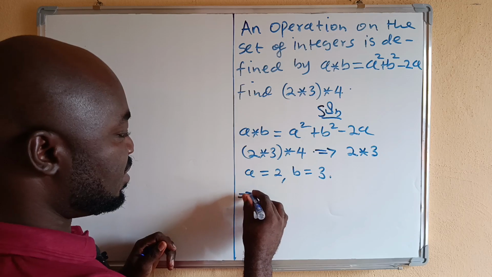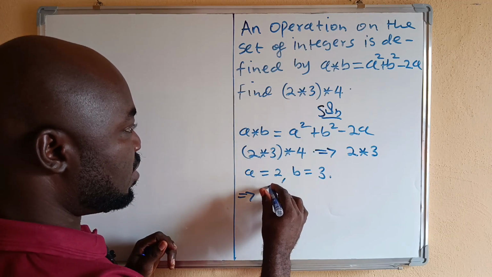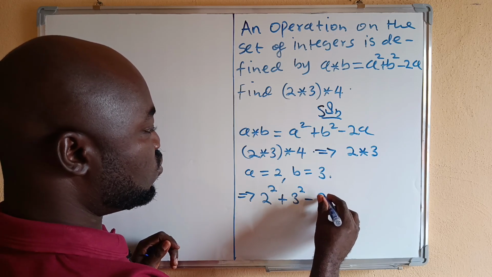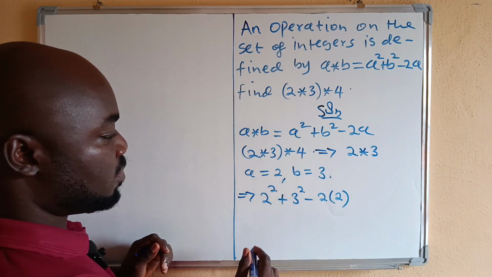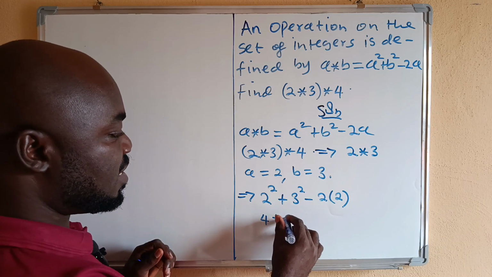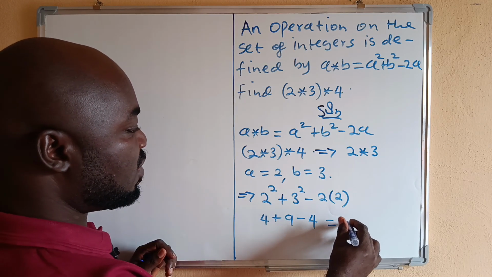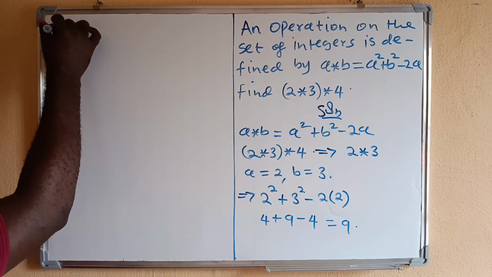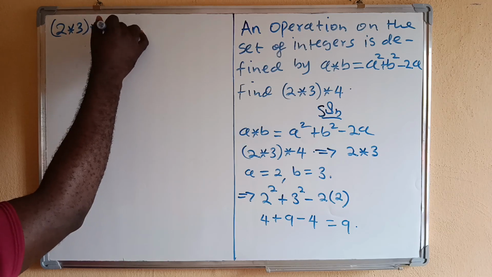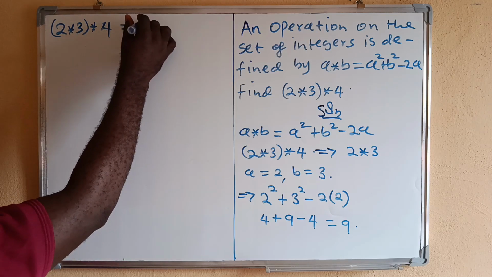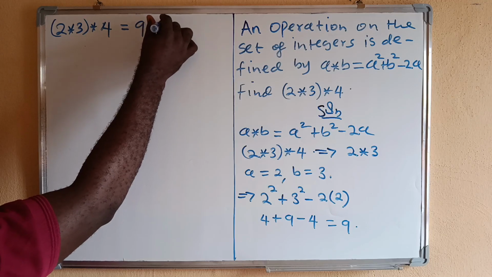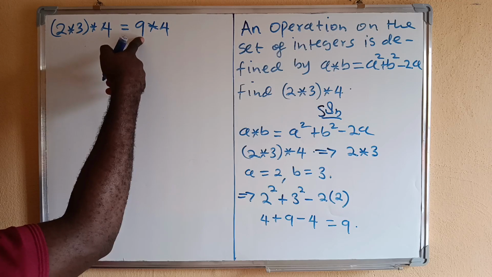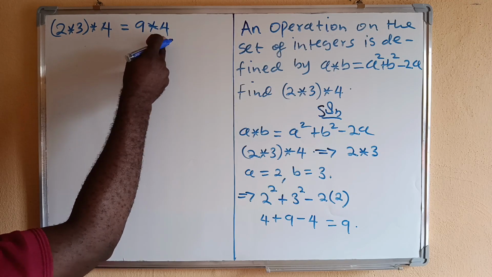So that will imply that A squared is 2 squared plus B squared is 3 squared minus 2 times 2. So this will give us 4 plus 9 minus 4, and that will give us 9. So what that means is that 2 asterisk 3 is 9, then asterisk 4. Fine. So we now move forward again by saying that our A is 9 and our B is 4.